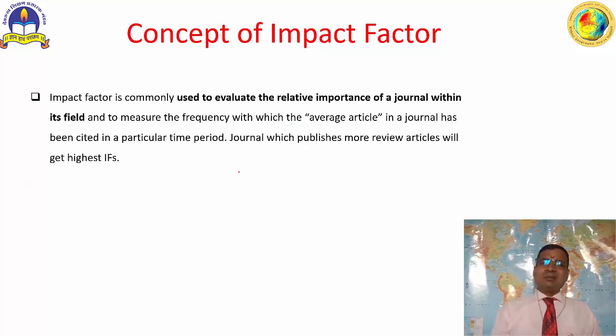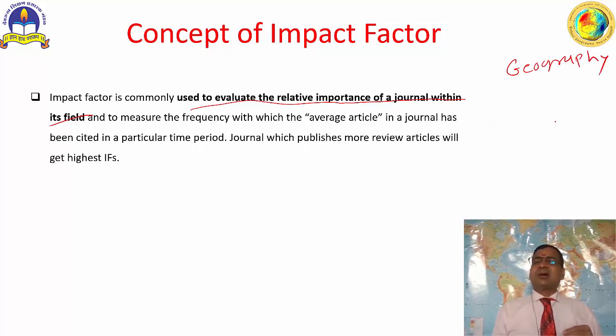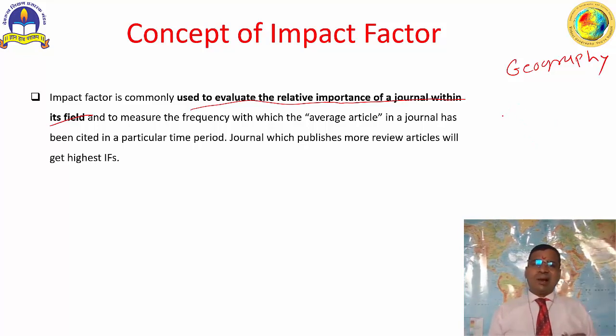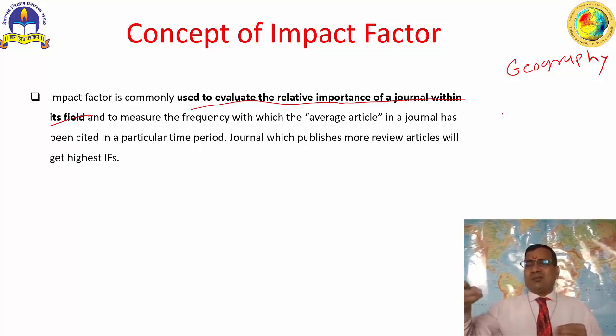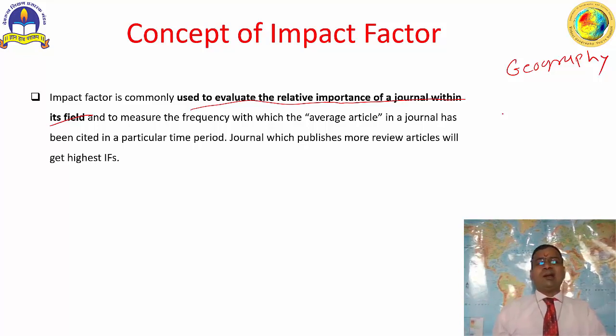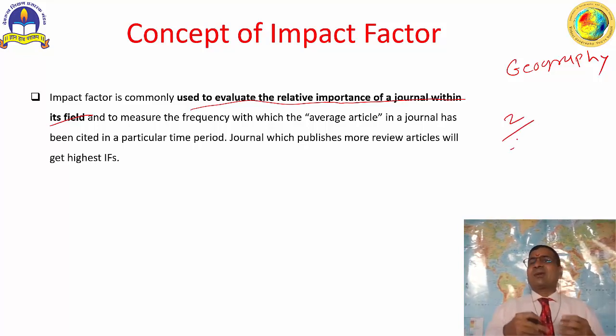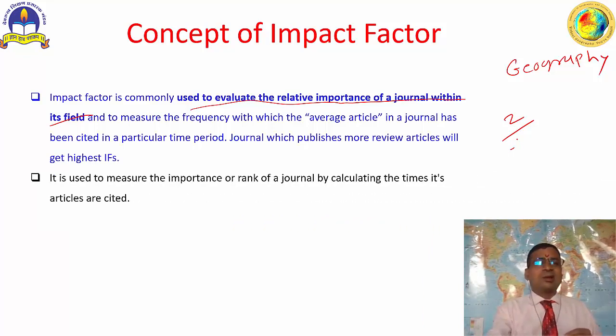What does impact factor mean? Impact factor is commonly used to evaluate the relative importance of a journal within its field. Suppose any journal is related to geography or economics or chemistry or any branch of knowledge. At that time, what is the relevance of that journal in that field? And for the measurement of relative relevance, impact factor is widely used, and generally it measures the average number of times an article in a journal has been cited in a particular time period, and generally a 2 year period is considered for providing the impact factor to any research journal.